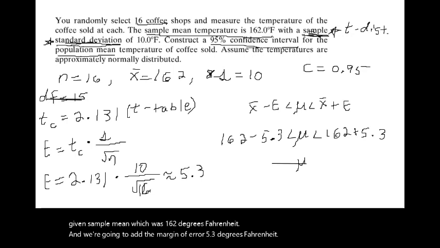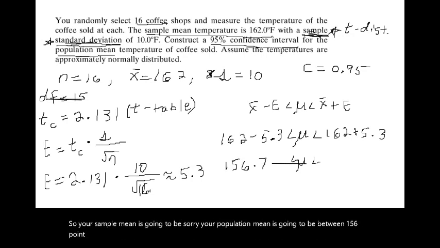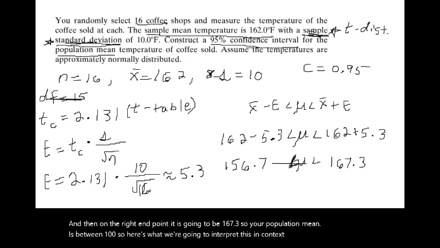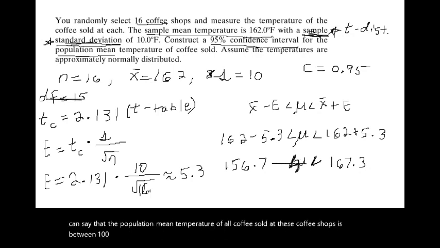So your population mean is going to be between 156.7 and, on the right endpoint, 167.3. So here's how we interpret this in context. With 95% confidence, we can say that the population mean temperature of all coffee sold at these coffee shops is between 156.7 degrees Fahrenheit and 167.3 degrees Fahrenheit.